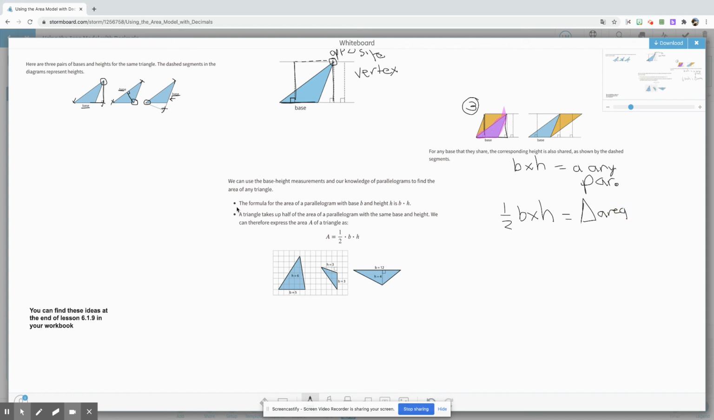So here we have it. The formula for the area of a parallelogram is base times height. A triangle takes up half the area of the parallelogram with the same base and the same height. Nothing's changed. So the area of a triangle is 1/2 times the base times the height.